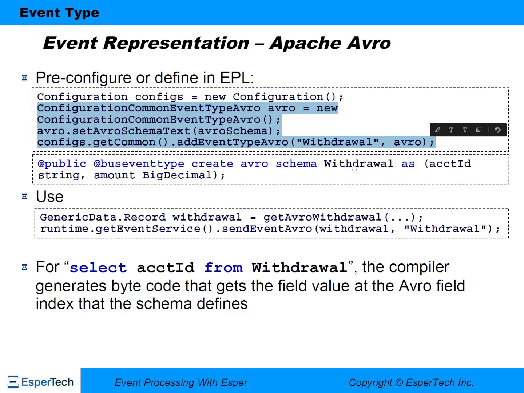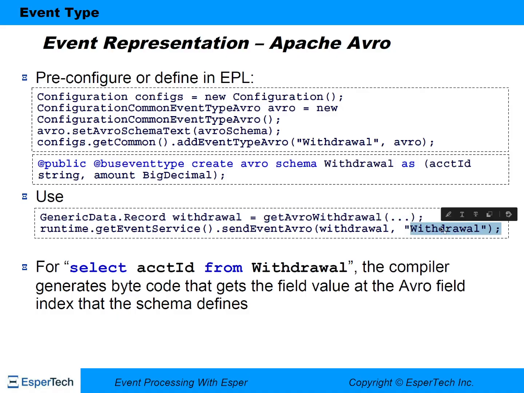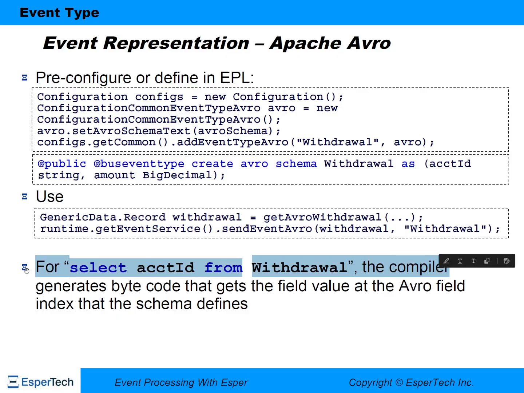This is the EPL that defines the event type: @public @buseventtype create avro schema withdrawal as (accountId string, amount BigDecimal). The following code processes an Avro event: runtime.getEventService().sendEventAvro(withdrawal, "withdrawal"). For select accountId from withdrawal, the compiler generates bytecode that gets the field value at the Avro field index that the schema defines.